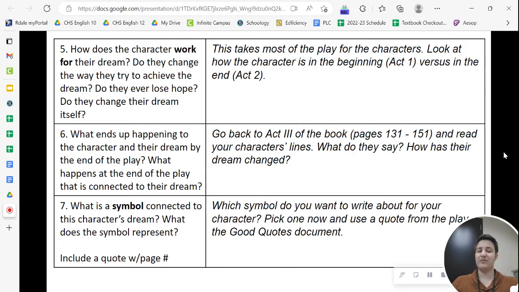For number 7, you're going to pick a symbol connected to the character and their dream. And what does the symbol represent to them? So you'll be picking one. Again, you can use a quote from the play, or you can find one from the Good Quotes document. If you're having trouble thinking of a symbol, you can look back at 1.3 and 1.4 in the packet. Both of those had some questions about symbolism. And of course, you can check in with your teachers and we can help you out.